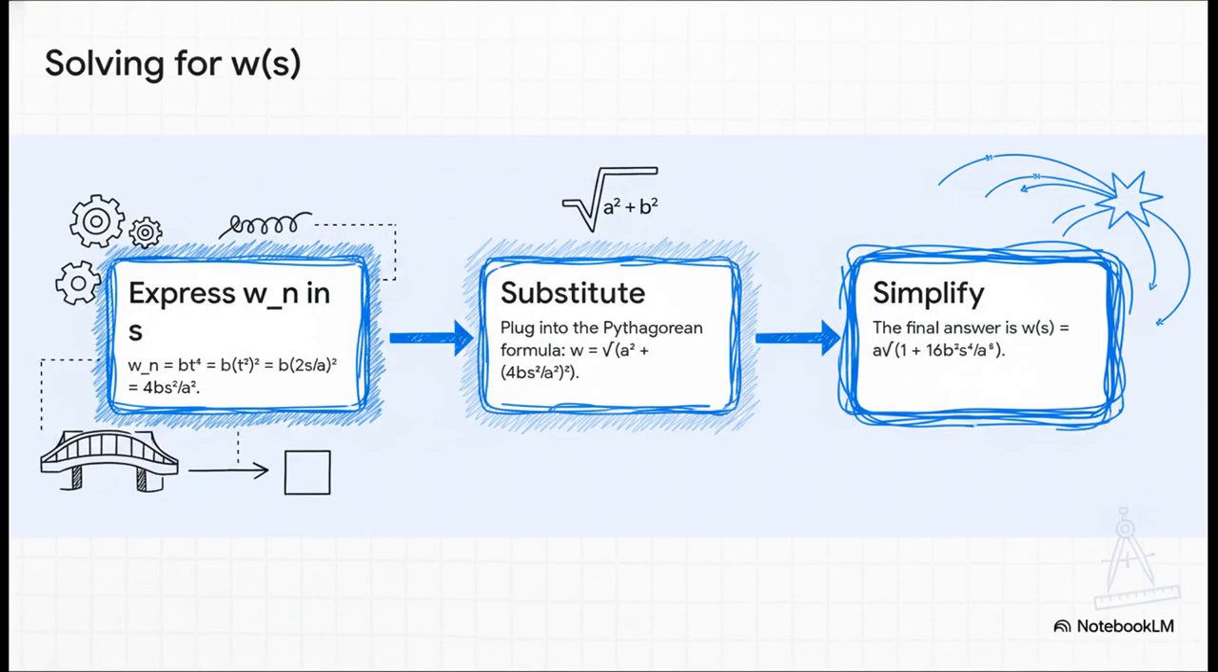The game plan here is pretty much the same. It's all about substitution. First, we need to get Wt in terms of s. We know Wt is bt to the fourth, which is just b times t squared squared. So we use our bridge again and swap t squared for 2s over a. Boom. Now we have Wt in terms of s. We plug that expression and Wn equals a back into our Pythagorean formula. Now, it looks a little messy, but after you simplify the algebra and factor out an a, you're left with our final answer for the total acceleration.